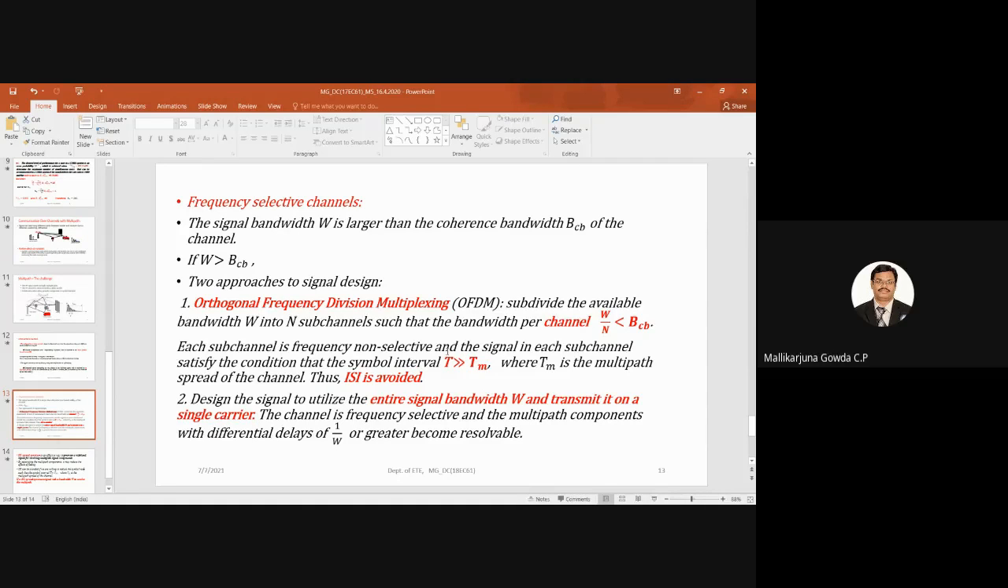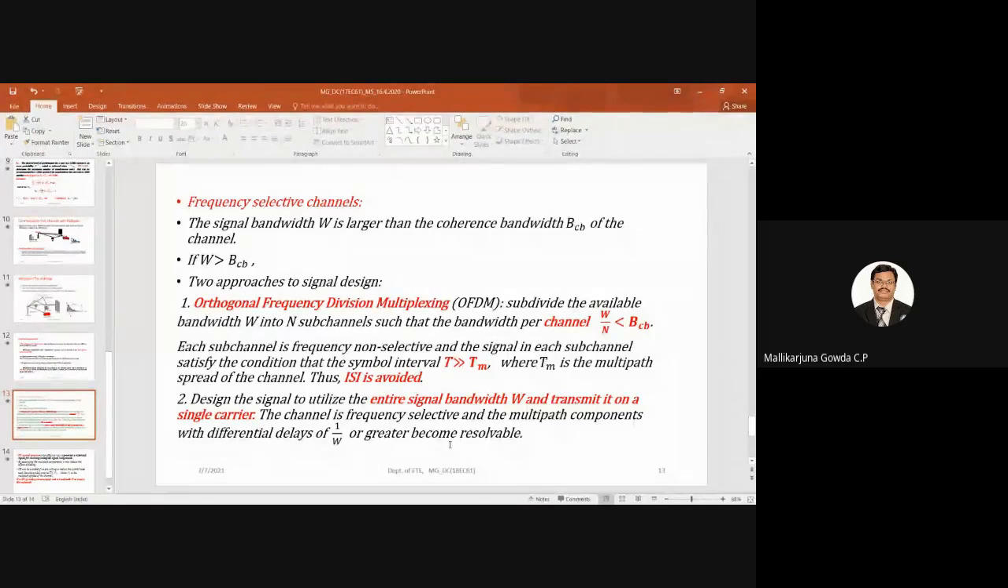Another approach is to design the signal to utilize the entire signal bandwidth and transmit it on a single carrier. This is the approach of spread spectrum. Here the channel is frequency selective, and multipath components with different delays, separated by 1 by W or greater, become resolvable. This is how it is done to overcome the multipath.